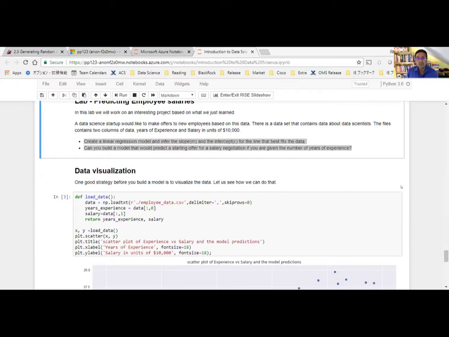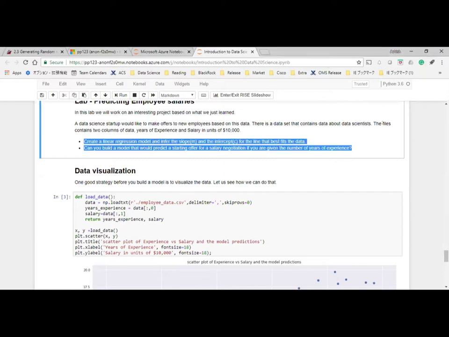Can you build a model? Okay, Vanshika, what is the next line saying? Can you build a model that would predict a starting offer for a salary negotiation if you are given the number of years of experience? So you have to write one function. If I say 10 years, it has to tell you the starting offer. The goal is pretty clear, right? Is it clear to everyone? Does anyone have any questions about what we are trying to do? No, right? So it's easy.